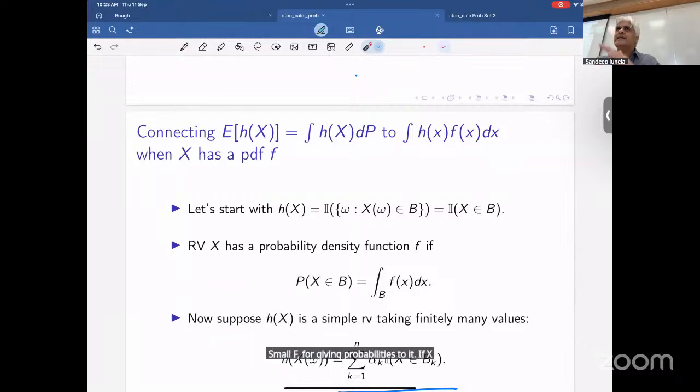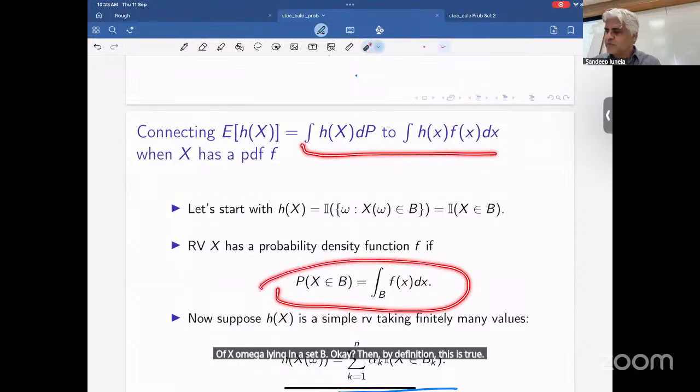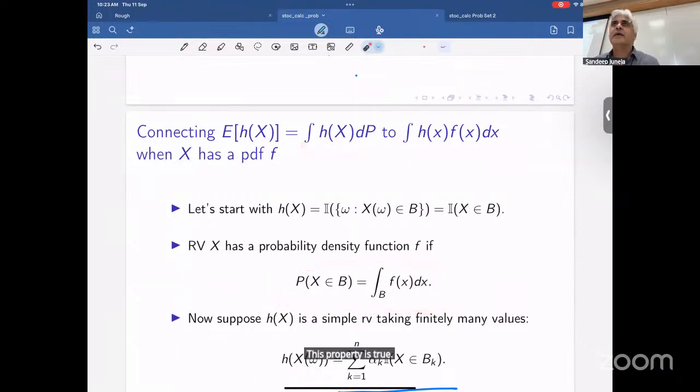If x lies in any interval B, or more generally a Borel set B, the probability is given by the integral of f(x) dx. That's how we start. This is not something that you derive. That's what you assume. This is how probabilities are assigned, right? So that immediately tells you that if my h(x) was just an indicator function of x lying in a set B, then by definition this property is true. For h(x) being an indicator function, by definition, it's true. Any confusion on this so far?